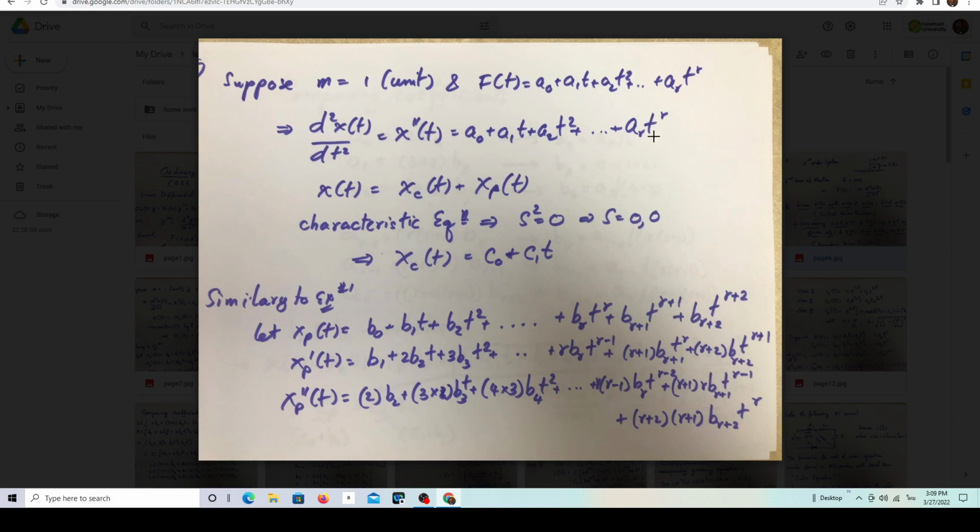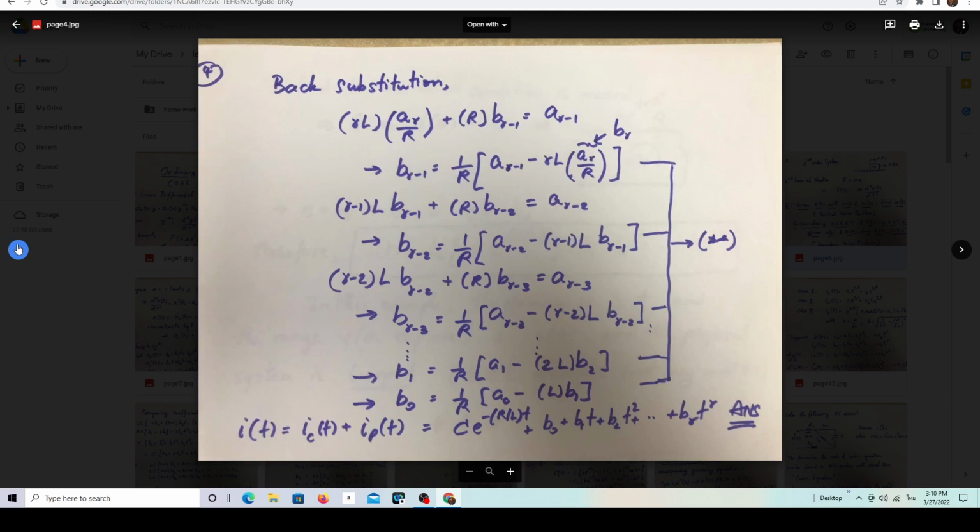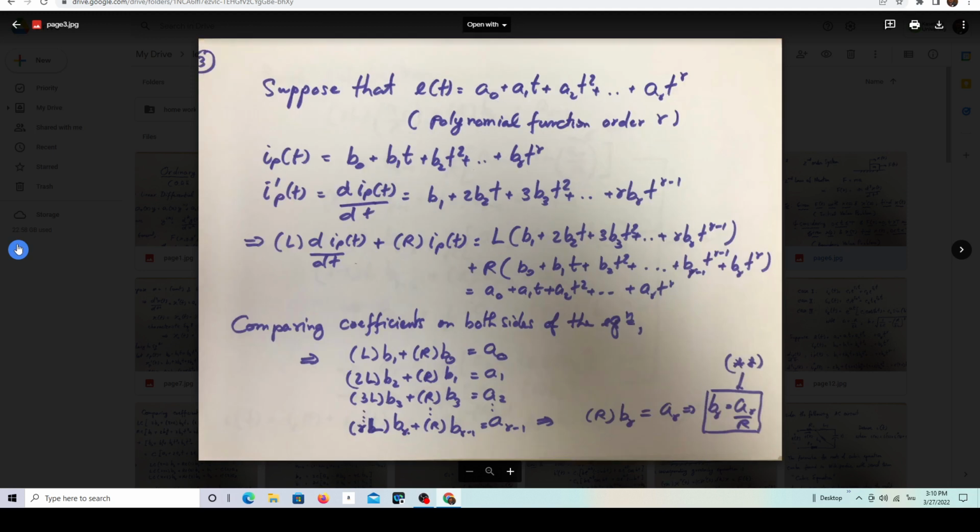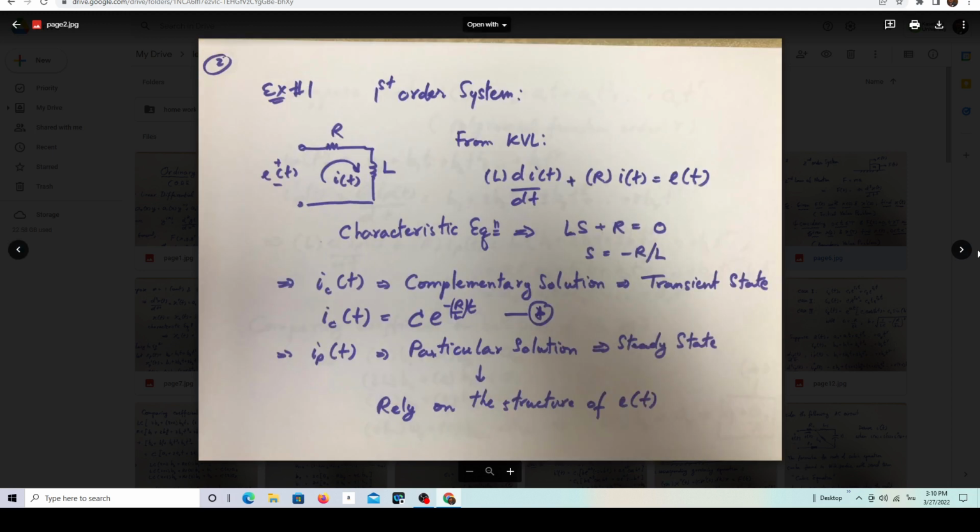You see the point? Because when you find the first derivative, it reduces this polynomial function from order r to r minus 1. The second derivative reduces it from r minus 1 to r minus 2. And then the resulting function from the left-hand side doesn't have enough terms to compare with the right-hand side. But why does it work in the previous example? Look at the previous example. Why does this example work?